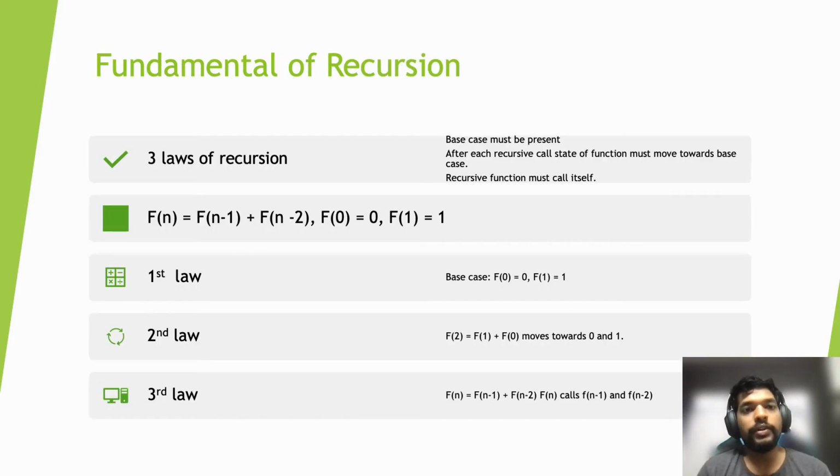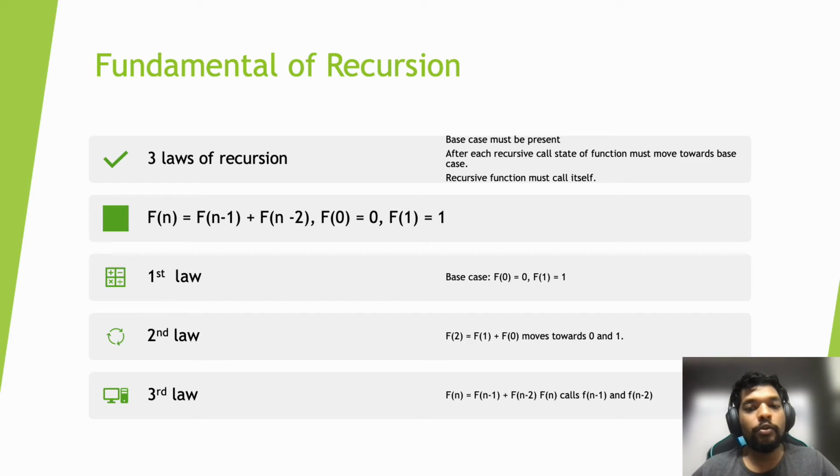So now let's go to the fundamentals of recursion. A recursion has three laws. One, a base case must be present. Two, after each recursive call, the state of the function should move towards the base case. Third, a recursive function must call itself. That's how it's recursion. And for example, like I said, the Fibonacci series, f(n) = f(n-1) + f(n-2), where the base conditions are f(0) = 0 and f(1) = 1.